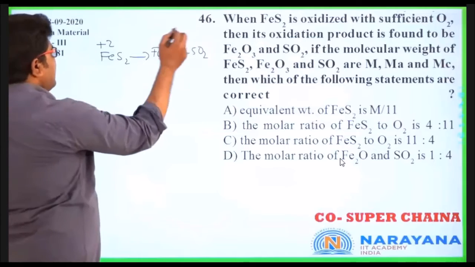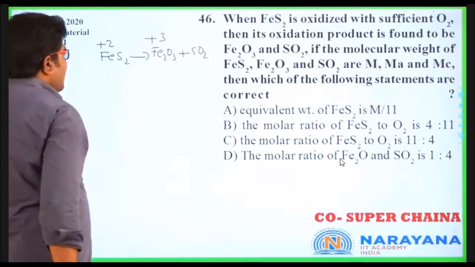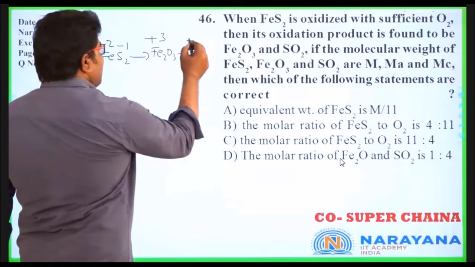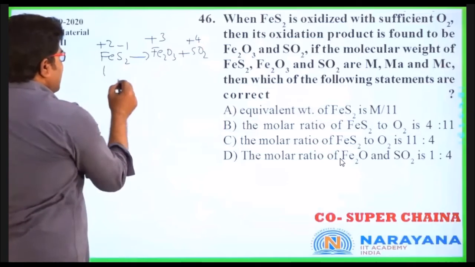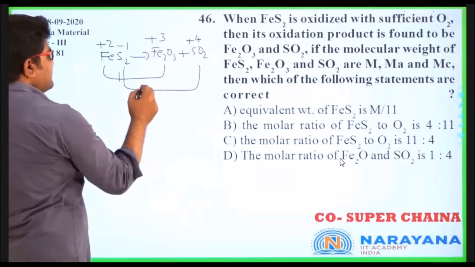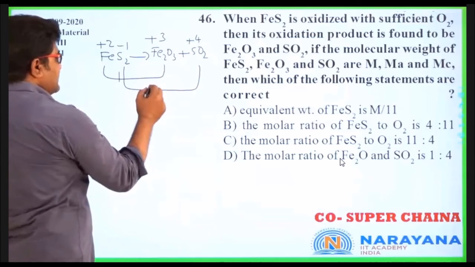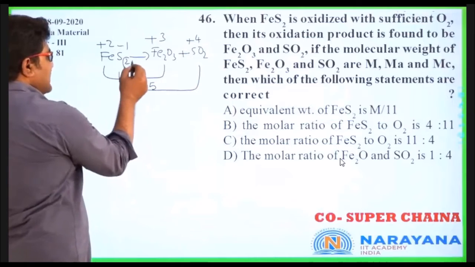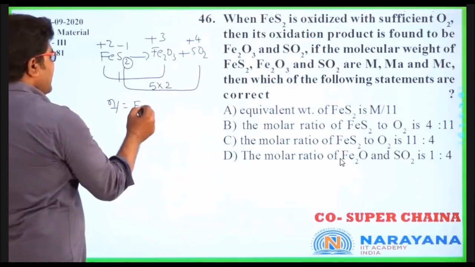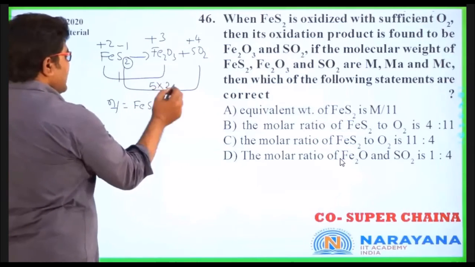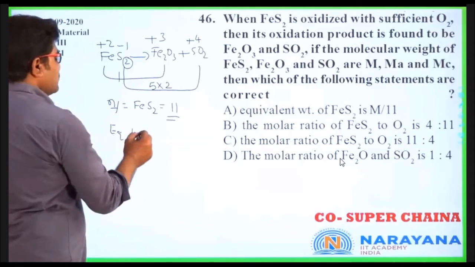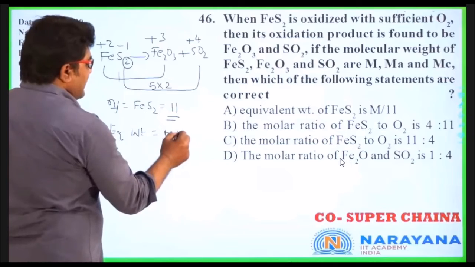So here the change is +3. And the sulfur oxidation number is -1 here, and here it is +4. So the change with respect to iron is 1 unit. Sulfur going from -1 to +4 means -1 to 0 and then +4, that is 5 units. But we have 2 sulfur atoms, so the total change is 10. So the N factor for FeS2 is equal to 10 plus 1, 11. So the equivalent weight is equal to molecular weight M by 11.